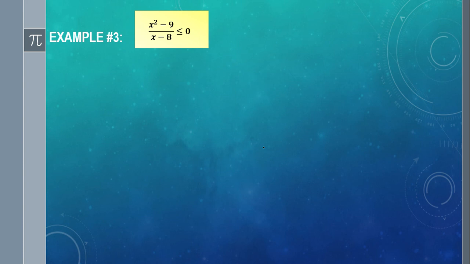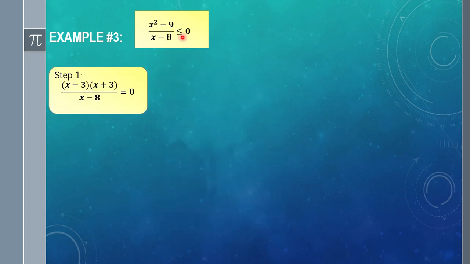How about for the third example? We have the inequality x squared minus 9 over x minus 8 is less than or equal to 0. Starting with step 1, as you can see, the right side is already a 0. Just simply change our inequality sign with an equal sign. And after that, the numerator can be expressed as x minus 3 and x plus 3 because it is just the sum and difference of two binomials.